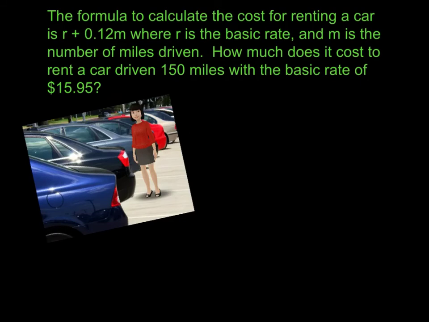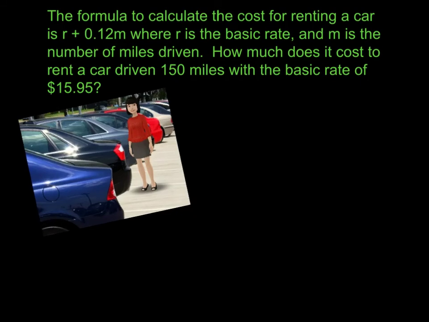You can never finish a good math lesson without a story problem. The formula to calculate the cost for renting a car is R plus 0.12 times M, where R is the basic rate and M is the number of miles driven. How much does it cost to rent a car driven 150 miles with the basic rate of $15.95?